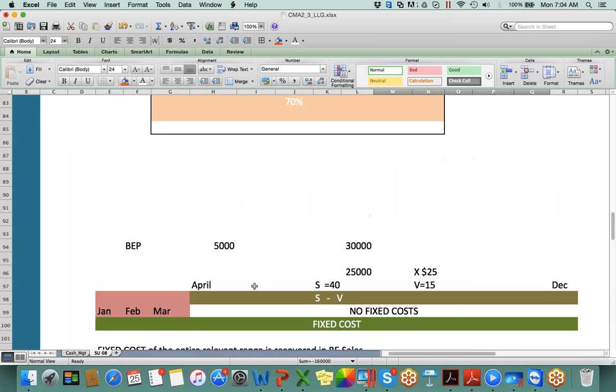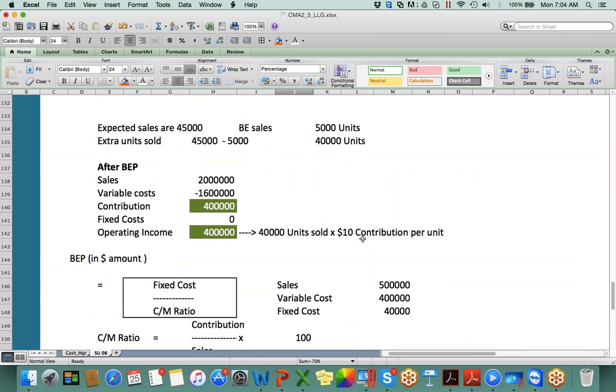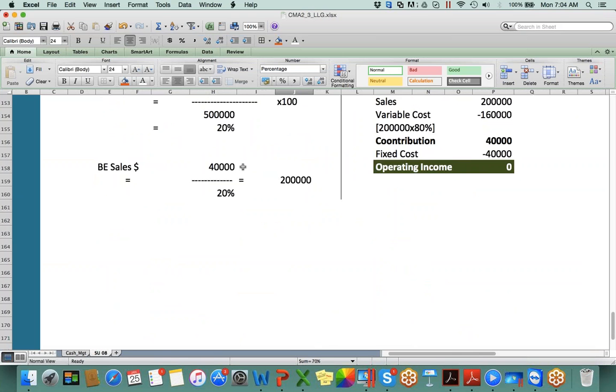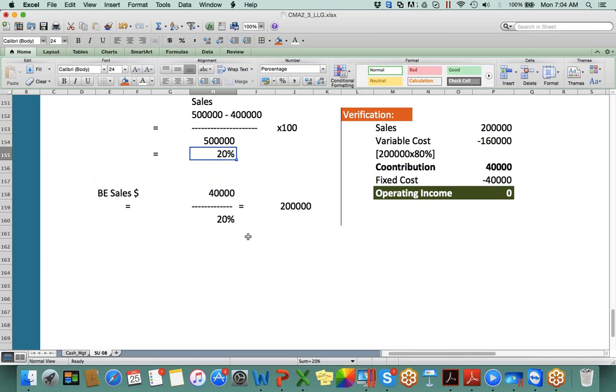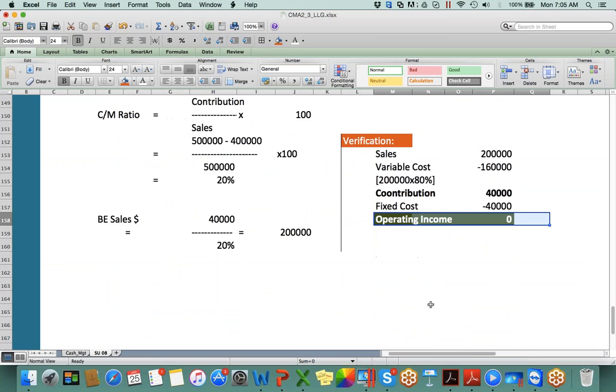You remember I gave you the relationship between these three. If contribution margin ratio is 30%, automatically the variable cost portion is 70%. If contribution margin ratio is 20%, then what is the variable cost portion? The remaining out of 100, 80%. So 200,000 times 80%, 160,000. When I deduct the 160,000 variable cost from the sales, I'm getting a contribution of 40,000. And my fixed cost is 40,000. Deduct now 40,000, so operating income is 0. Operating income at break-even point is always 0.